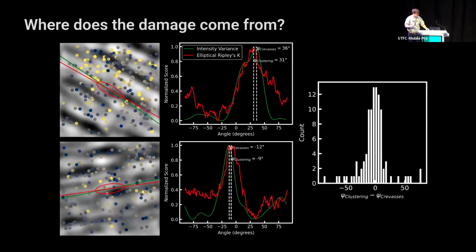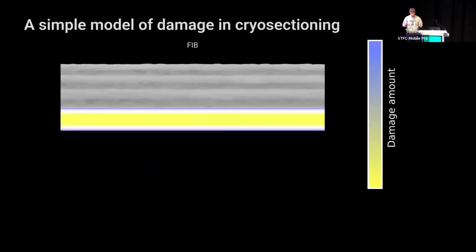So what does that really mean? This is the simplified model I have, and we can fight about whether this is what's actually happening, but this is an example in a FIB-mill sample. What we're looking at is the ion beam came like this and milled the sample, and we're looking at a cross section. What we know is there's damage at the top and the bottom of the lamella, and in the middle, everything is super nice and well preserved.